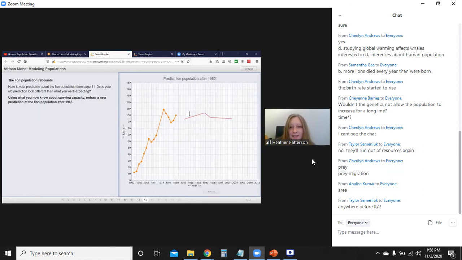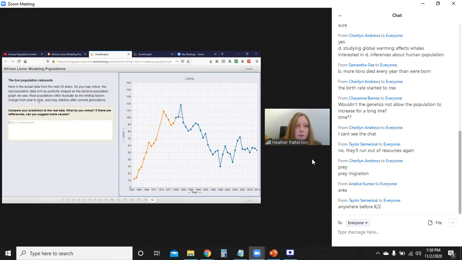You like my fancy little prediction curve? Not super great. So using what you know about carrying capacity, redraw a new prediction of the lion population after 1963. So what do you guys think? Same curve. Mm-hmm. And I'm not going to bother drawing it because we have trouble drawing.